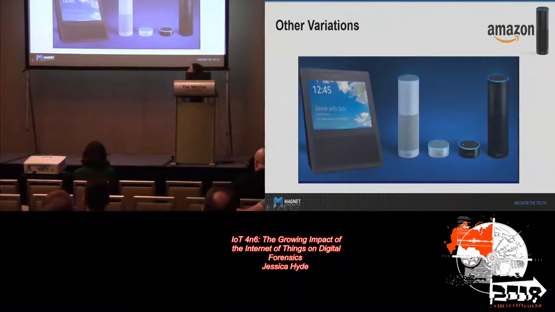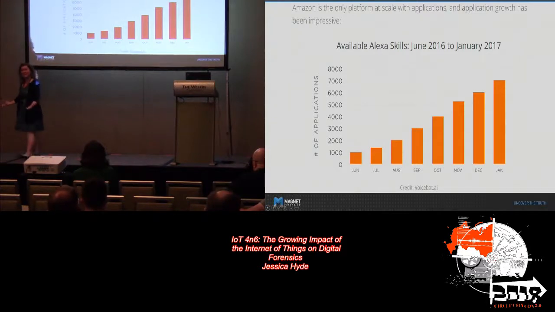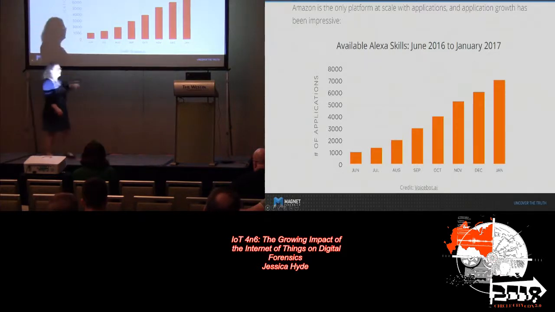So here's actually the devices that I looked at. I've looked at the Show, I've looked at the Dot, first and second generation of the Tall Echo. So one of the things that makes the Alexa such a unique device in IoT is much like your smartphones, Amazon has opened up a store where developers can create their own applications for it. And as you can see, across 2017, they went from having under 1,000 to over 7,000.